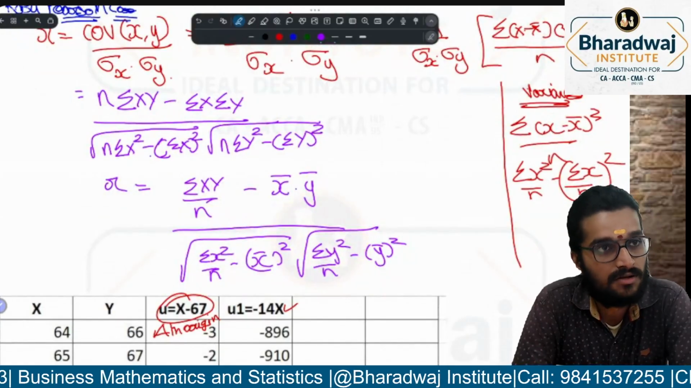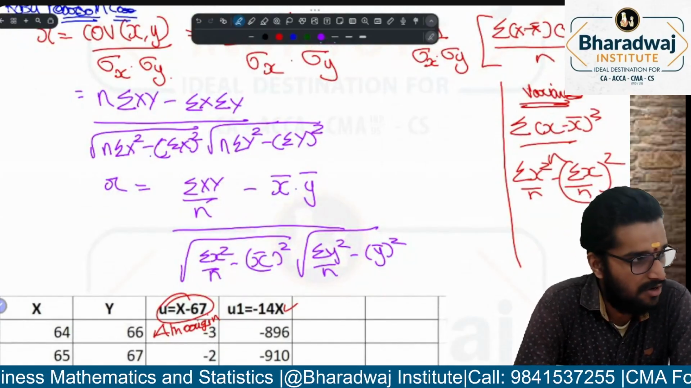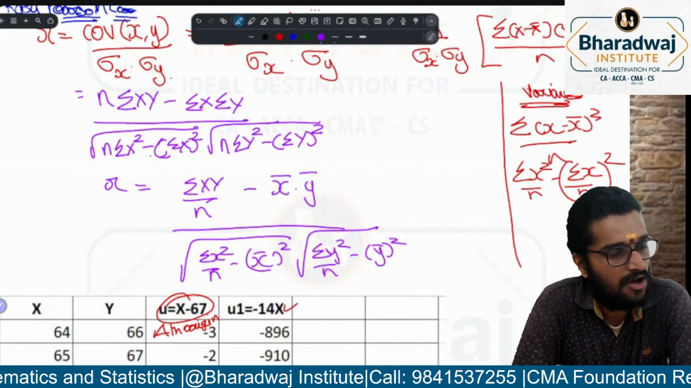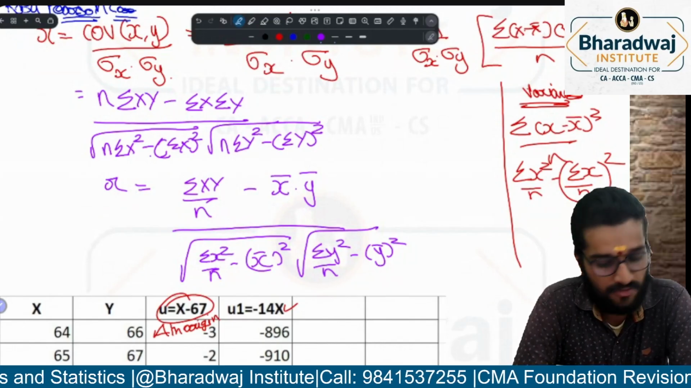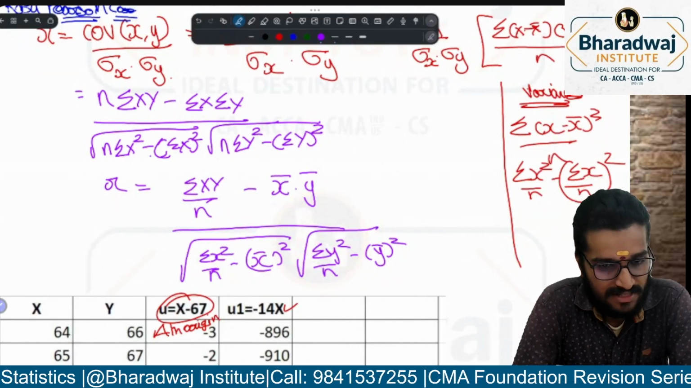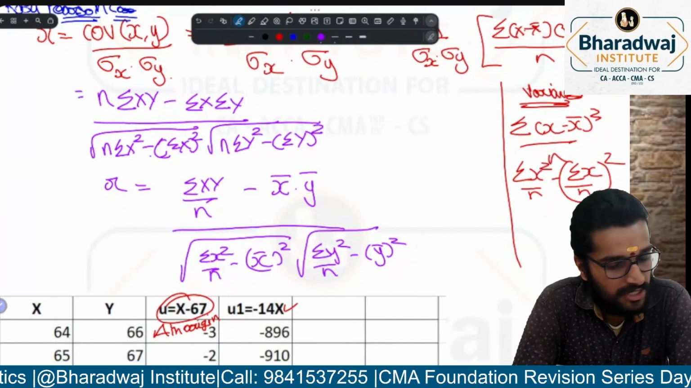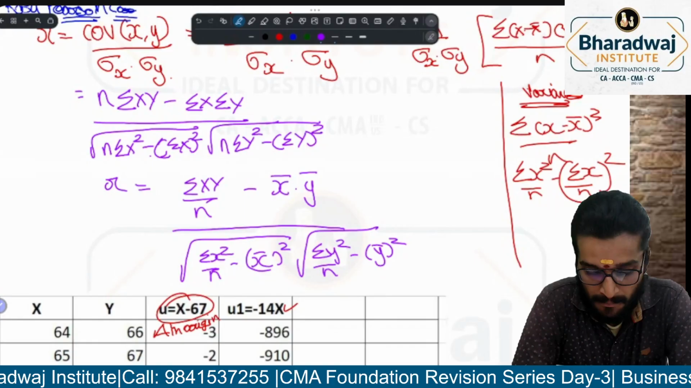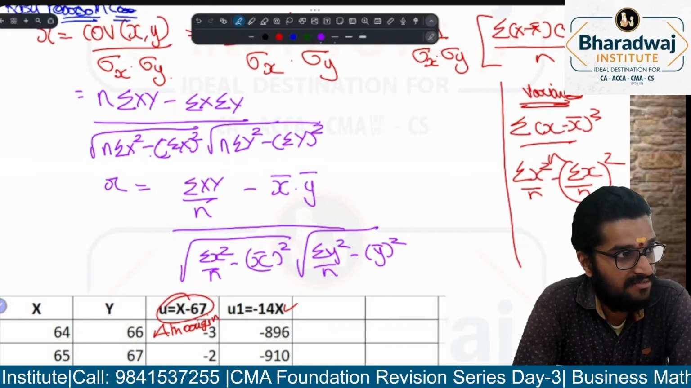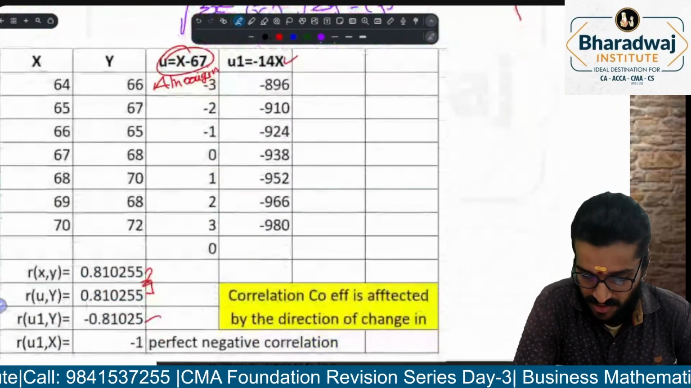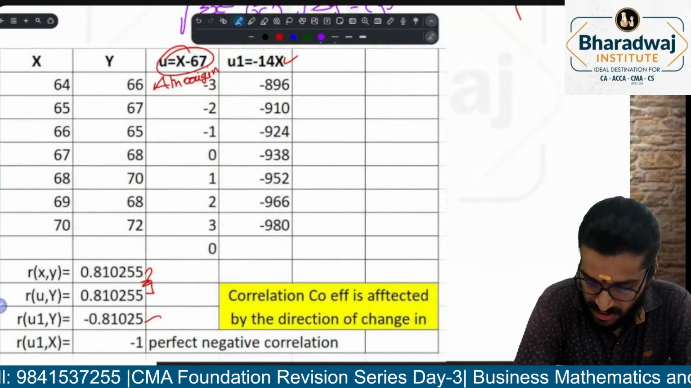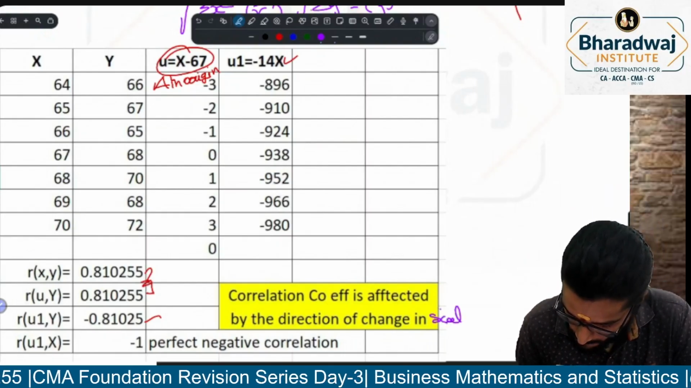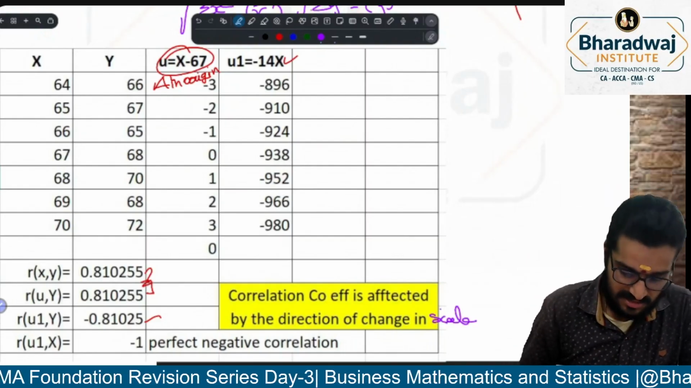As discussed in central tendency and dispersion, there is also the effect of change in origin and change in scale. In case of change in origin, there is no effect on the correlation coefficient, it remains as it is. Whether it is translated or not, the correlation coefficient remains the same. Similarly for magnification, that is change in scale, it remains the same, but the direction of change in scale will affect the correlation coefficient. That is what we have discussed earlier. Correlation coefficient is affected by the direction of change in scale.